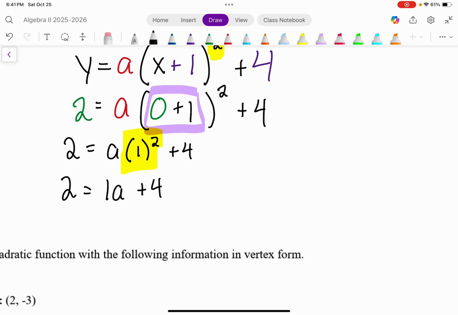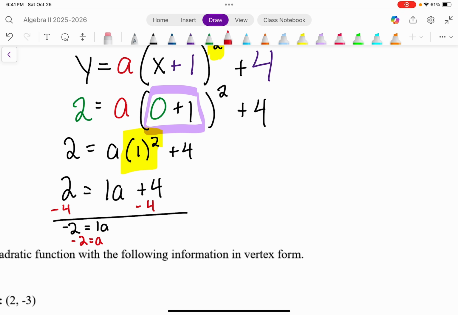Now there's nothing else we can simplify on the right side. There's no like terms we can combine, no more exponents. It's all gone. Now we can solve the equation using inverse operations. So I'm going to subtract 4 on both sides. That gives me a -2 equals 1a. And that is the same thing as just -2 equals a.